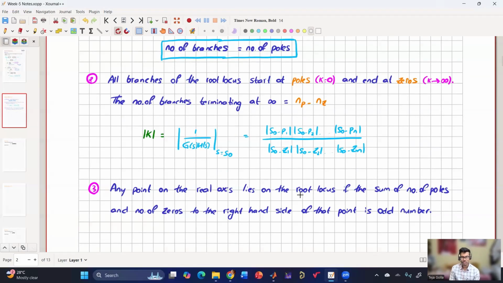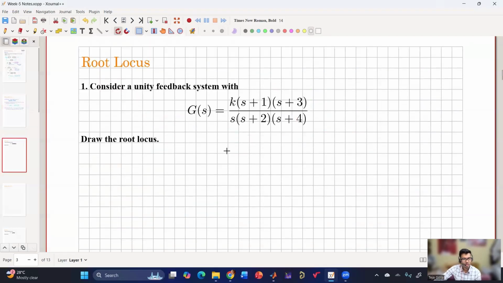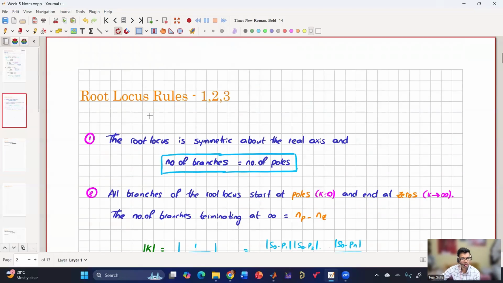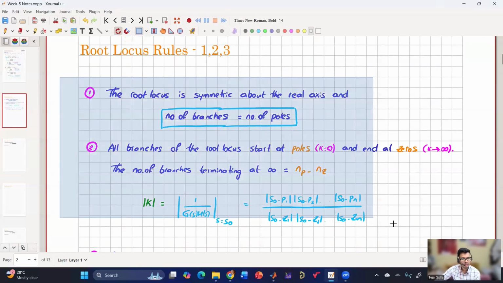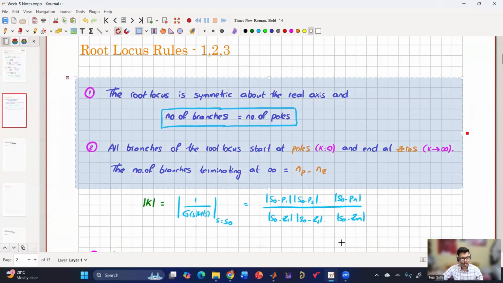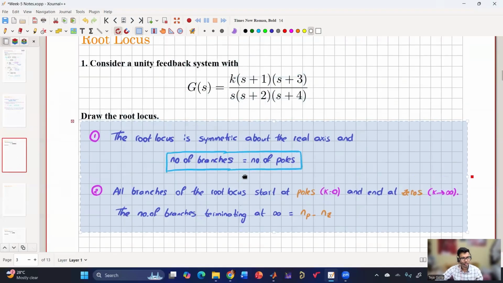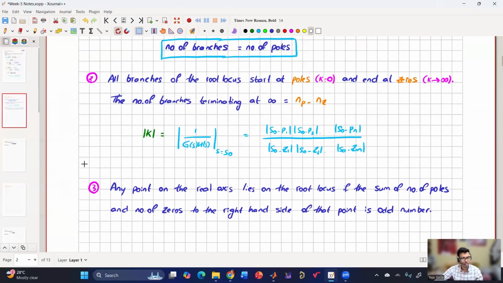So if you have any questions, you can ask me, else I'll solve one problem to explain these three rules. Starting with problem number one, I will copy paste the rules so that you can correlate it better. So these are two rules, and this is the third rule.